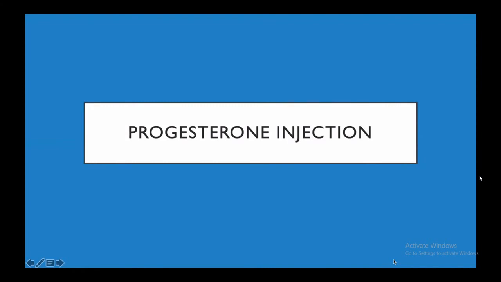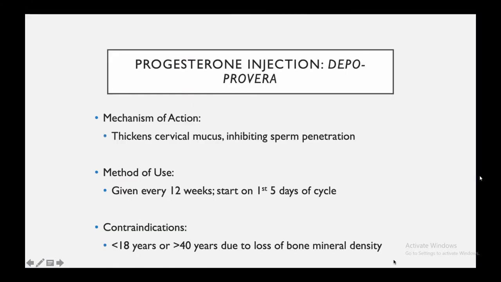The next method I want to explain is the progesterone injection. So the progesterone injection is Depo-Provera. Okay. The mechanism of action, as explained, thickens the cervical mucus, inhibits the sperm penetration. Method of use is basically given every 12 weeks, and you start on the first 5 days of your cycle.